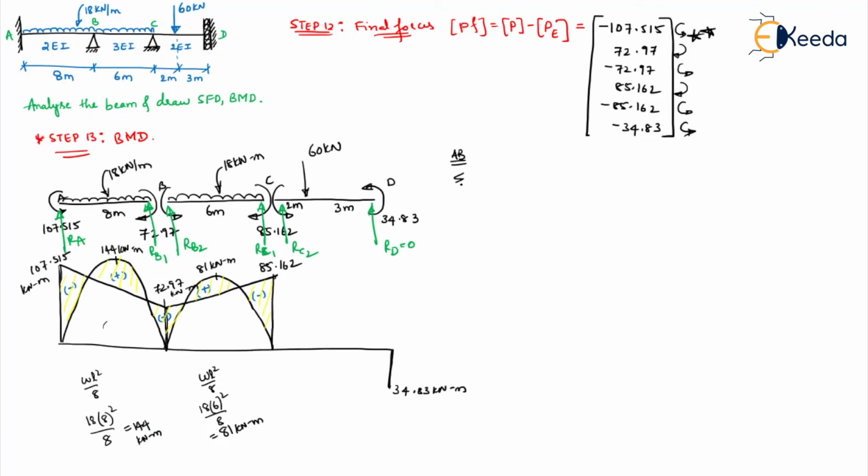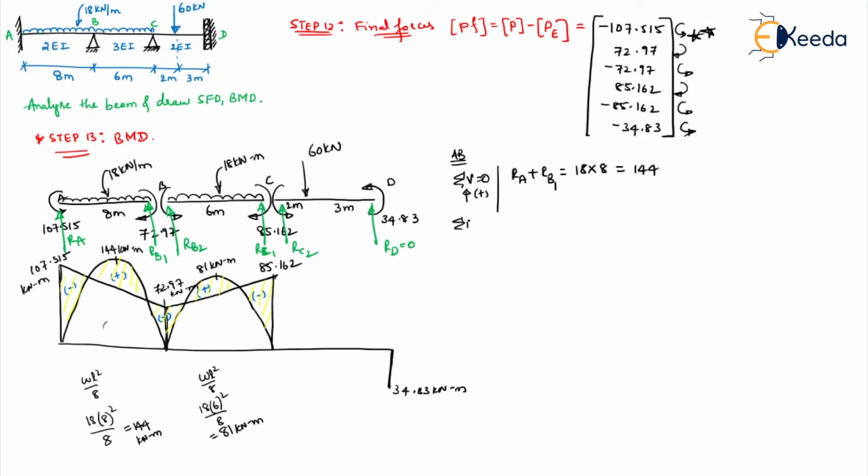For span AB, what I'll do, summation V equal to 0, all upward forces positive. Right, in that case what will happen? RA plus RB1 will be equal to 18 into 8. So this will be 144.